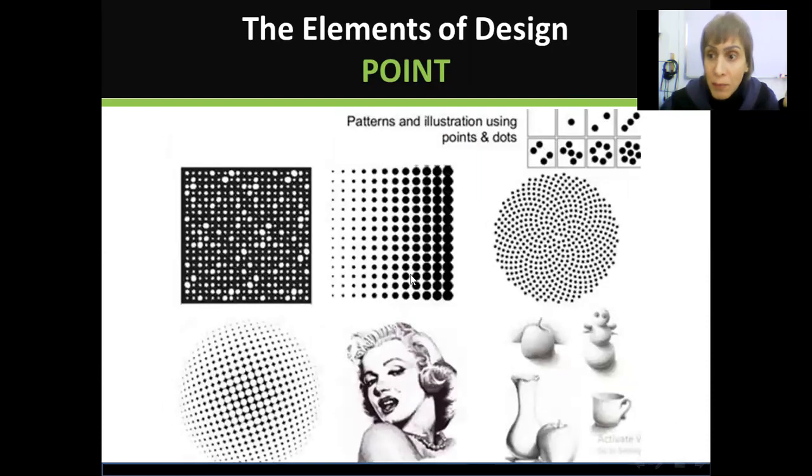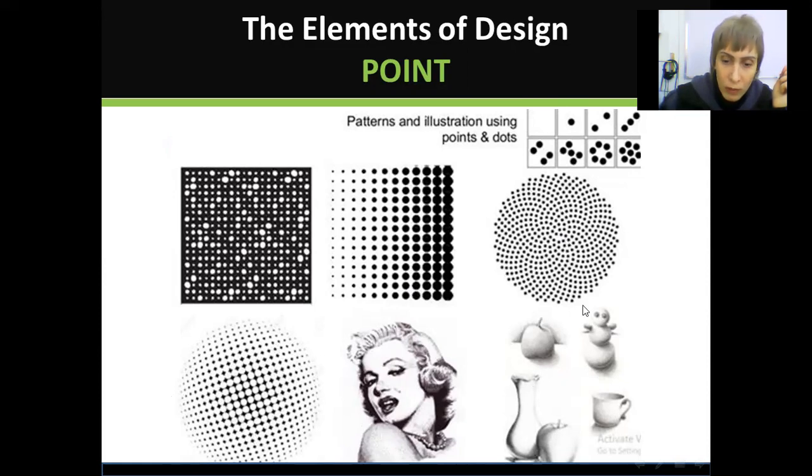Now let's see some examples of designs and illustrations that use the element point and use only the element point. In general, okay, sometimes when you design something, it's very difficult to isolate and use just one of the elements without combining. So it's not easy, but I tried to find the best possible examples available. So we can see these designs are made out of points, actually.